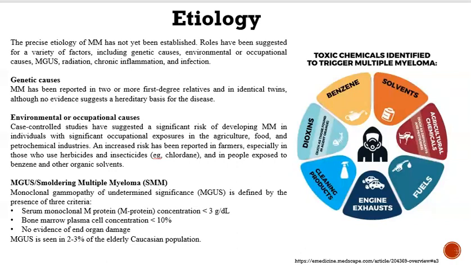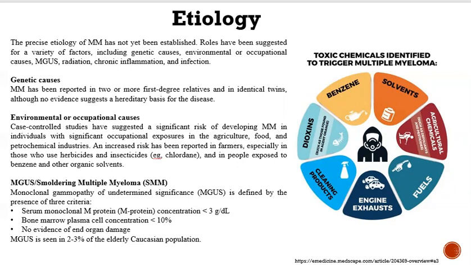Case control studies have suggested a significant risk of developing multiple myeloma in individuals with significant occupational exposures in agriculture, food, and petrochemical industries. An increased risk has been reported in farmers, especially in those who use herbicides and insecticides, and in people exposed to benzene and other organic solvents.